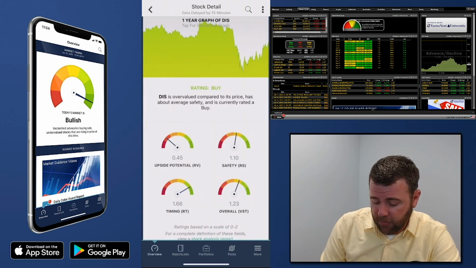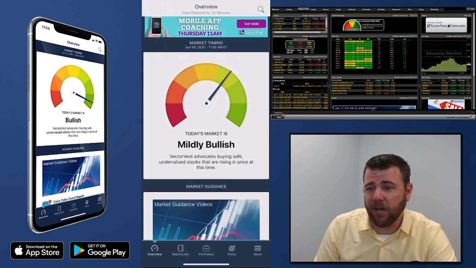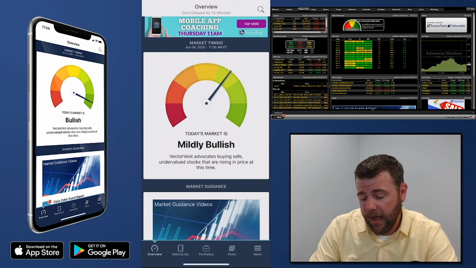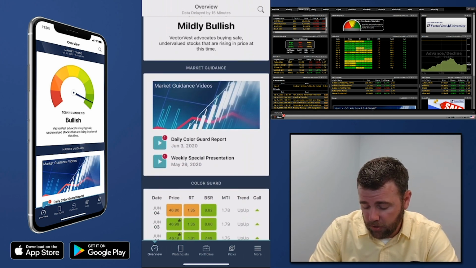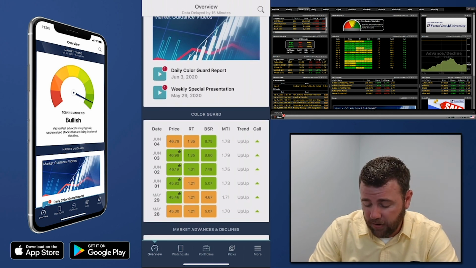With that in mind, let's go ahead and jump back into the home page. As you can see, things have definitely started taking a little bit of a turn here. We're now only one tick into the green. Looking down at the color guard here, price is now dropping. Our T is now flat on a day-over-day basis, but still higher week over week. Buy to sell ratio is pulling back from those highs that we saw earlier, but still higher day over day and week over week.